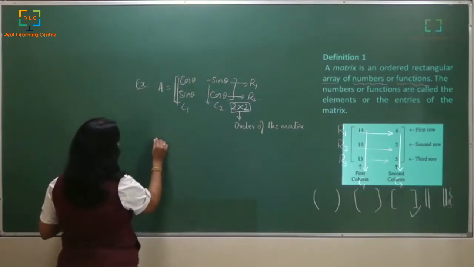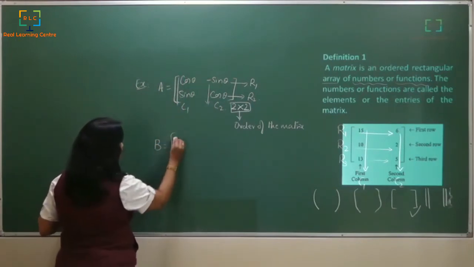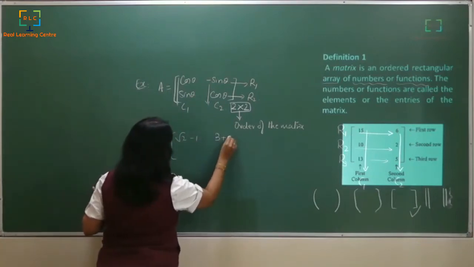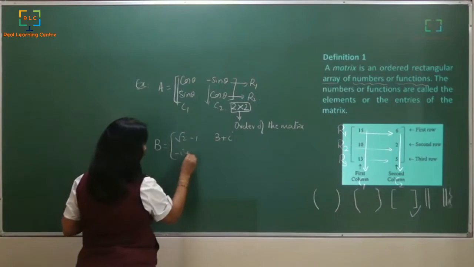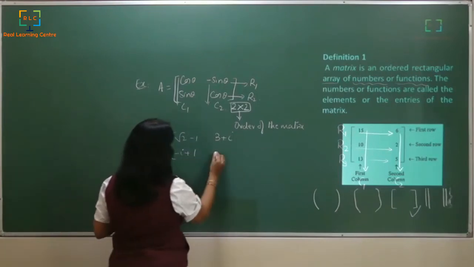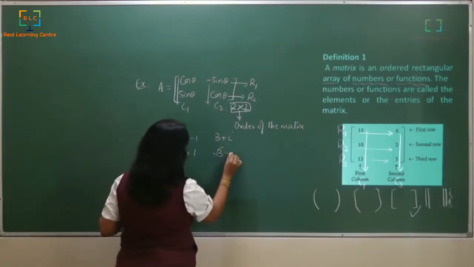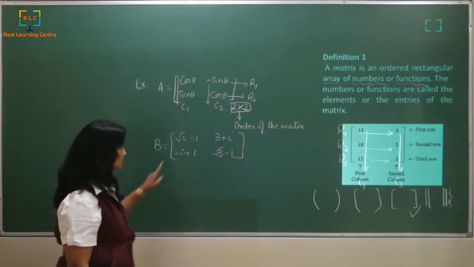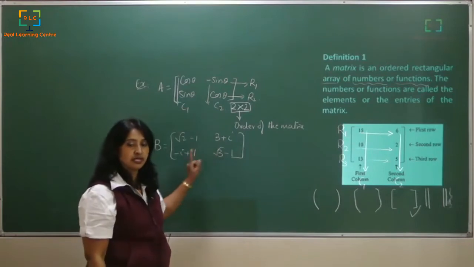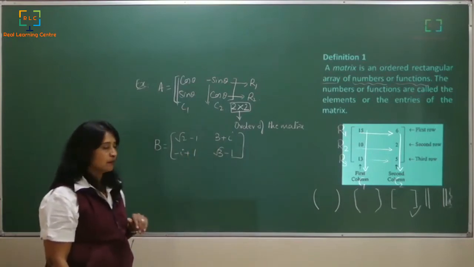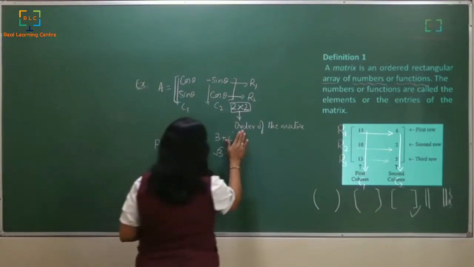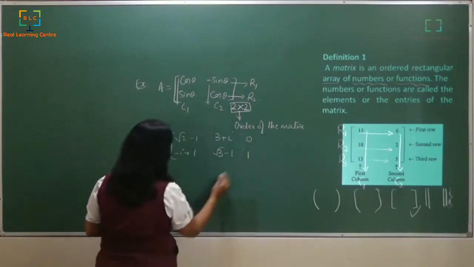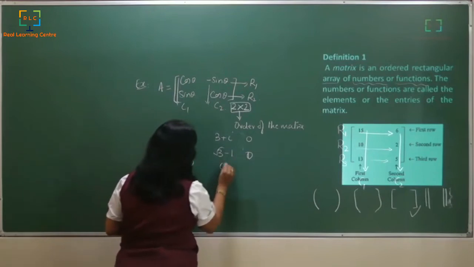See, suppose I say B is equal to root 2 minus 1, 3 plus i, minus i, plus 1, and here I'll say root 3 minus 1. See, I have mixed up complex numbers and irrational numbers. You can use surds; anything can be the elements inside a matrix. And let me use one more order here, so the order becomes different. 0, I'll say 0, 0, 0, 0, 1.